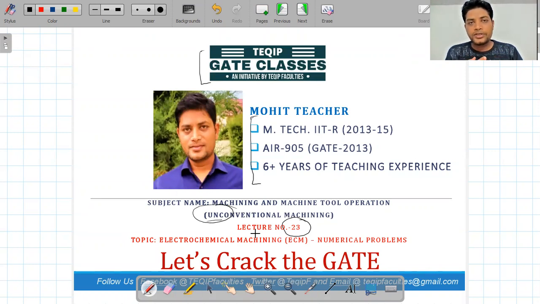What are the reactions involved when we are using different types of electrolytes, like water and salty water. We also discussed the properties or characteristics required for the ECM tool as well as the electrolyte, and we also discussed the material removal rate. A little amount of theory is remaining, some calculation parts and formulas, so we are going to discuss that first, and then we'll take the numerical problems.